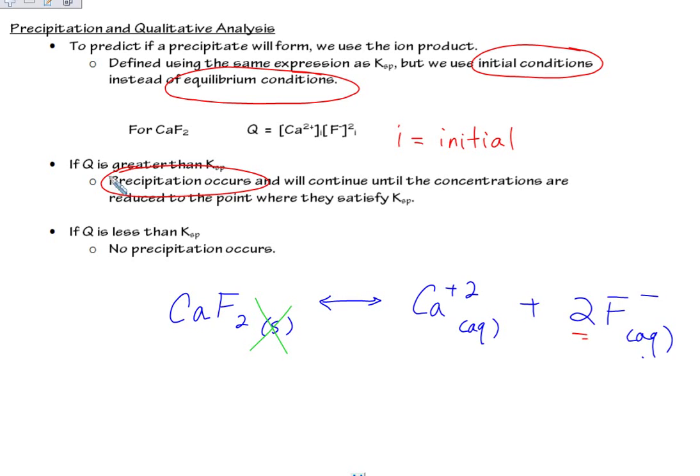If Q is too small, then no precipitate will be formed. And that's really all we're looking for. We're not necessarily talking about it shifting forward or reverse. They're going to say, will this form a precipitate, yes or no? So again, if my Q is too small, to make it bigger, I'm going to form more ions. So I won't see any precipitation.